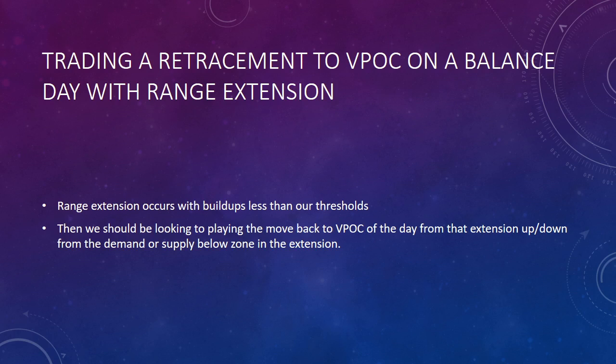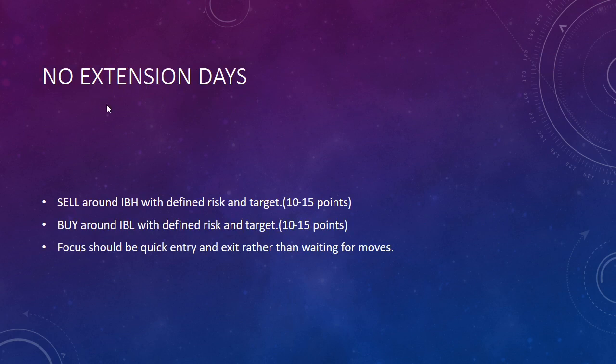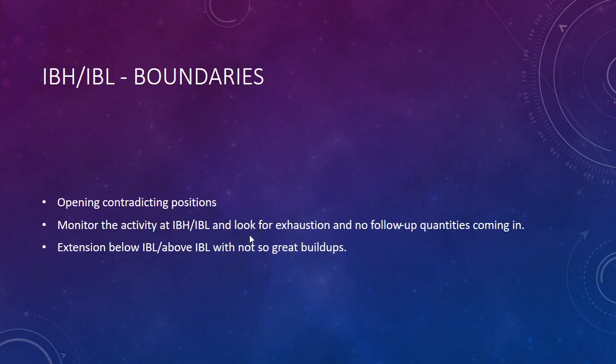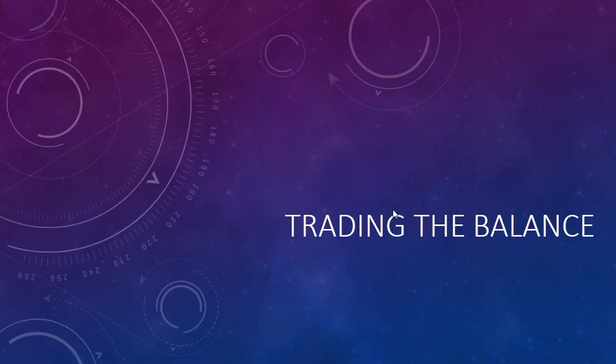It's all about a few points that we are looking for, right? So you have to trade based on your risk, how much you take and how much you want to reward. But the targets are like this: from the extension down to the VPOC or the extension up to the VPOC. That's the setup you're looking for, on a day with an extension, but it's still a balanced day, right? But with no extension, then sell IBH, buy IBL, right? And you should be very quick in entry and exit, right? So that's how you trade a balanced day, guys.